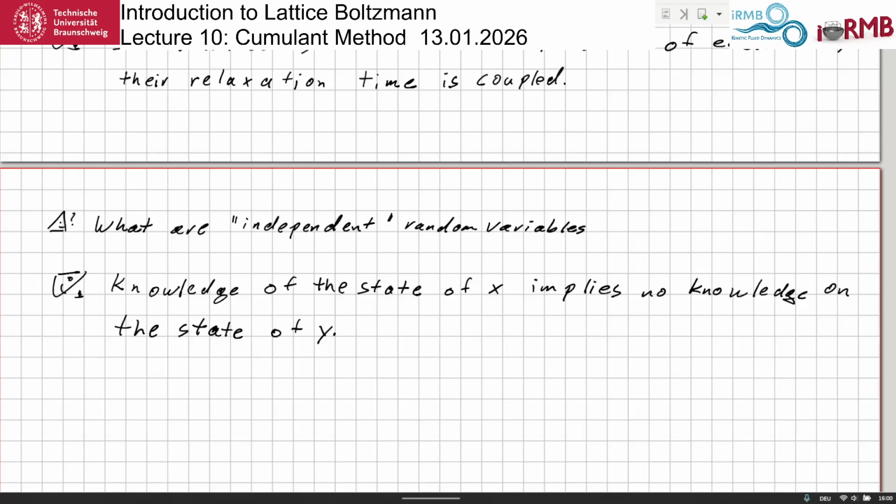So we'll have to find something that makes knowledge on one variable imply no knowledge on another variable. And this independence we have to construct. They are not dropping from heaven. So now how could we possibly do this? For this we go back to our moment generating function.